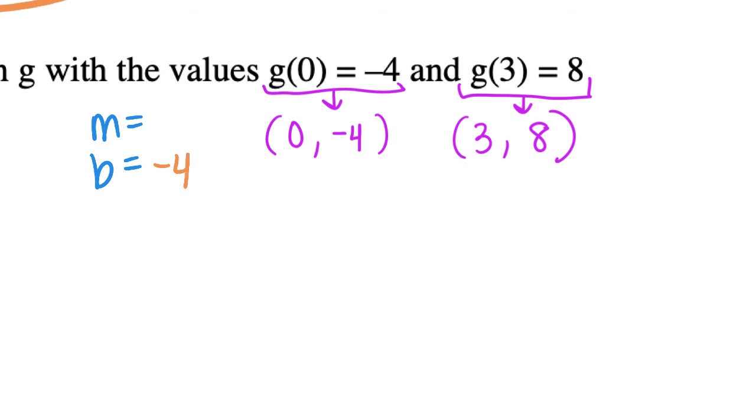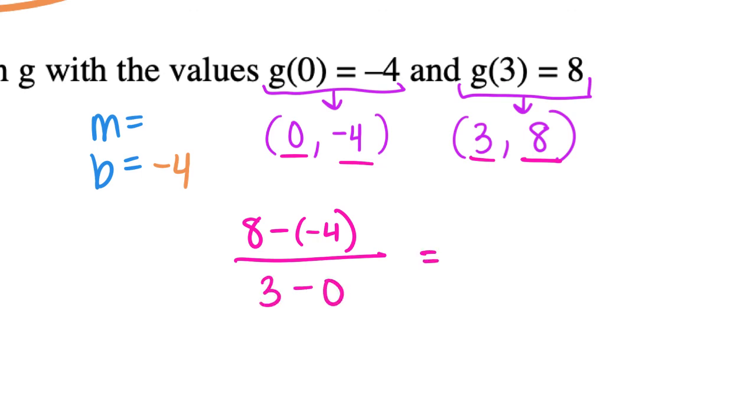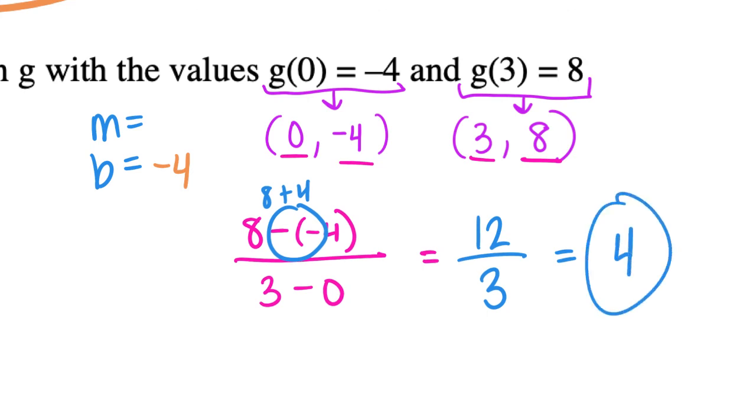And then for slope, let's go ahead and do that. y2 minus y1, that would be 8 minus -4 over 3 minus 0, which is, this is going to turn into plus, right? That's like 8 plus 4. So this would be 12 over 3, and you can divide that out. 12 divided by 3 is 4. So that is our slope.